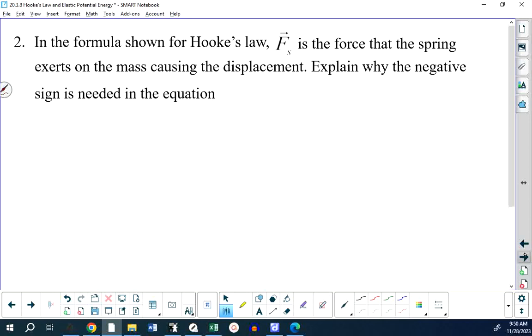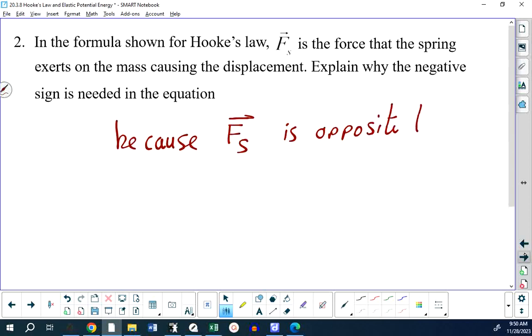in the equation. We've already talked about this. It's because the force that the spring exerts is opposite to the displacement of the spring. And honestly, I don't really care too much if you truly understand that.